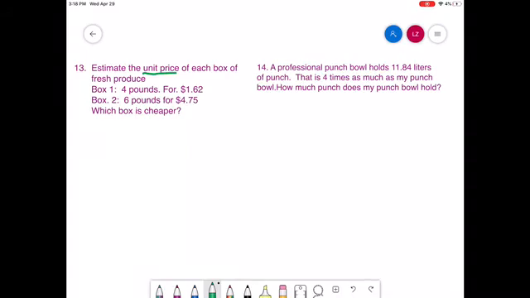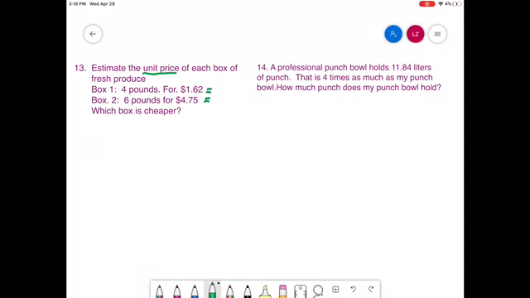So for instance, this one, you can go ahead and pause. You're going to try to figure out 4 pounds for $1.62. What is that per pound? So there's going to be your first problem. 6 pounds for $4.75, you're going to figure out how much it costs for 1 pound, so you're going to need to divide, and then which box is cheaper, and write that out. So 3 answers for this one. Go ahead and try that, and when you come back, I'll show you how I do it.